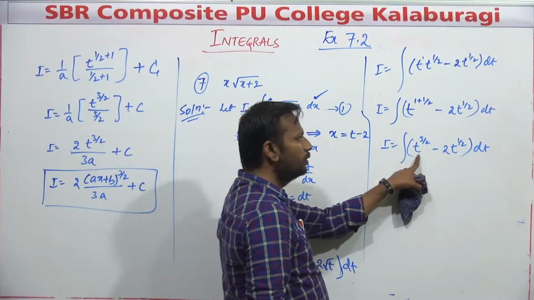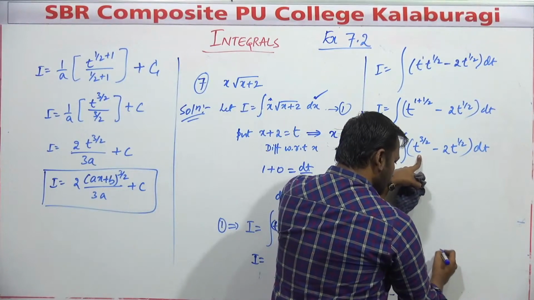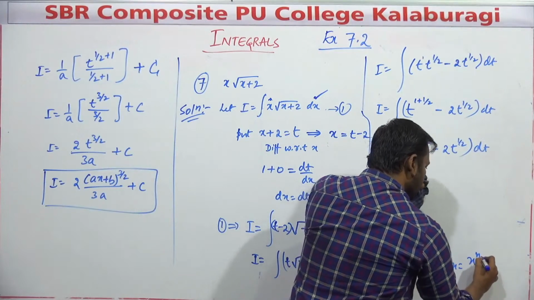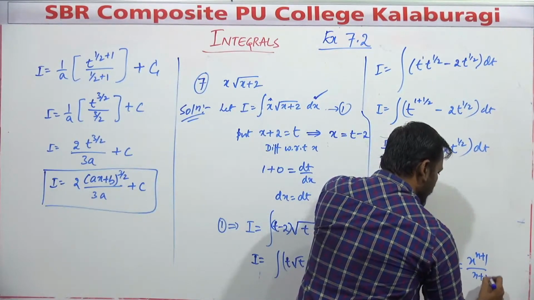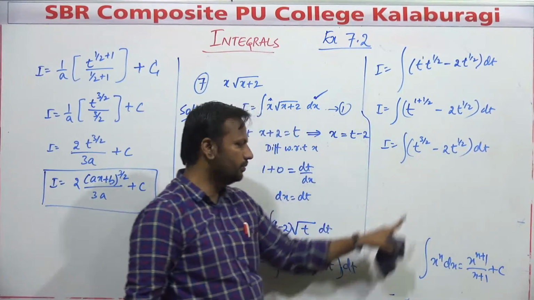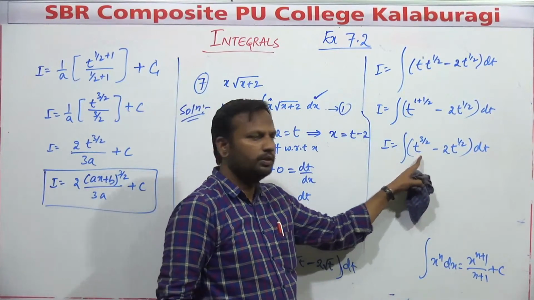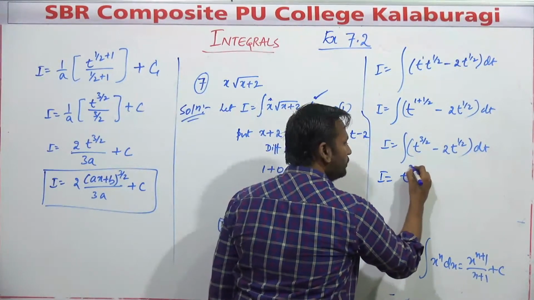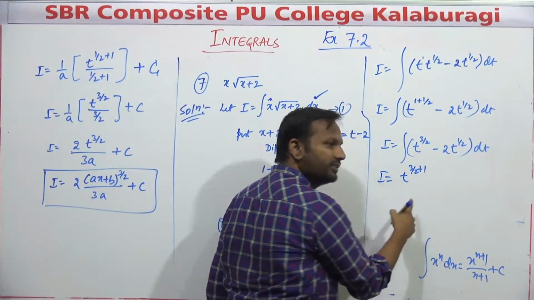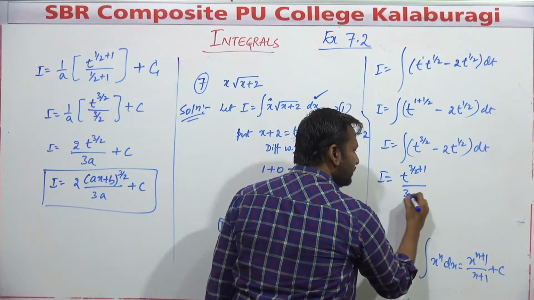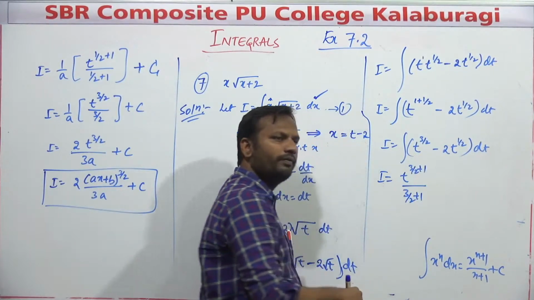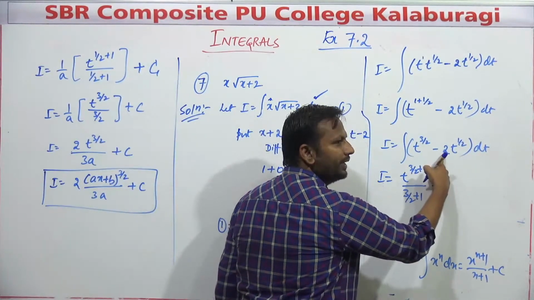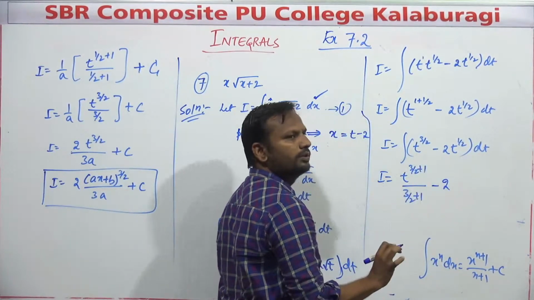This looks like this format here: integral of x raised to n dx is x raised to n plus 1 by n plus 1, plus c. Yes or no? Integration of x raised to n form. So what happens now? Integrate this one here: t raised to 3 by 2 plus 1, divided by 3 by 2 plus 1. You did this type of thing in the first exercise problem. Minus 2 constant as it is. Write down 2 constant as it is.